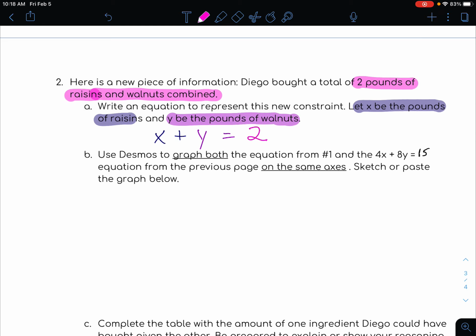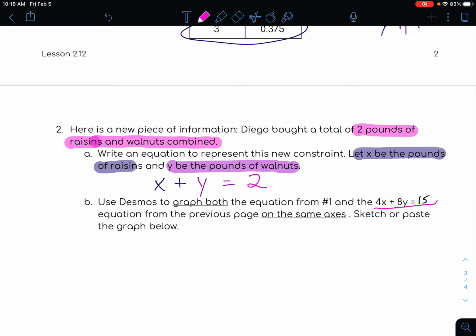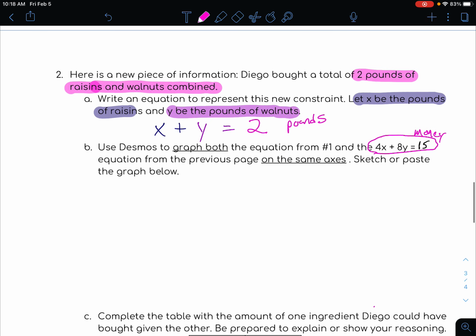All right, so this is not a money equation. This is just straight adding up the pounds of raisins and walnuts, and they have to add up to 2. We still need to be true to our previous constraint, which was about money. So this one was about money from our previous page, and this one is about just straight up pounds, total. And we need them to all work together. We need those two equations to work together so we have a combination that works for both the total pounds of 2 and the total amount of money of 15.